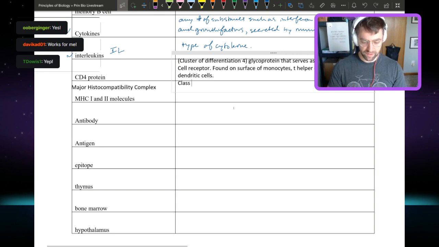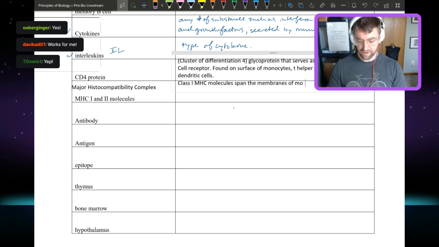So class 1 major histocompatibility complex molecules span the membranes of most cells. Class 2 MHCs are restricted to immune system cells, macrophages, and lymphocytes only.